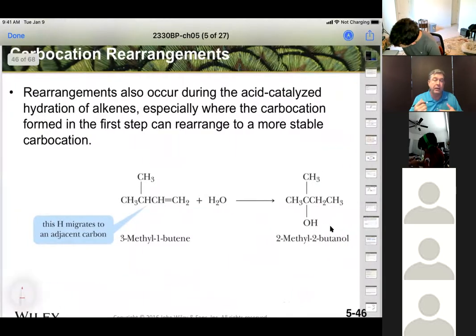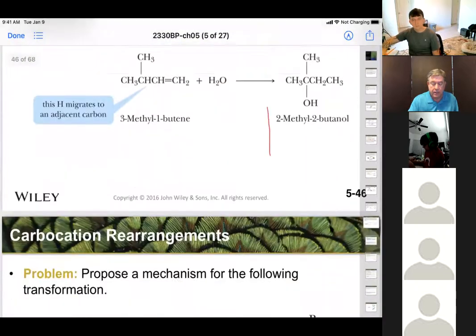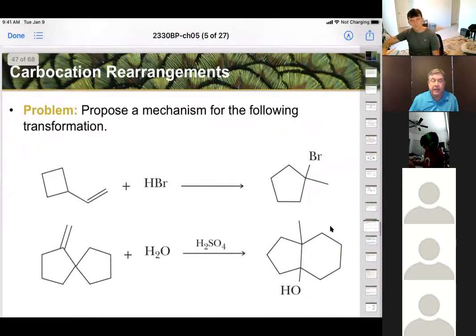So I showed it in the alkyl halides. It also happens in the acid halides, and it happens in the alcohols as well. Okay, so let's play with that right here.